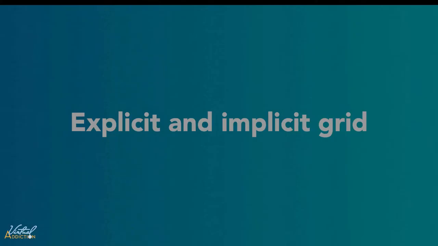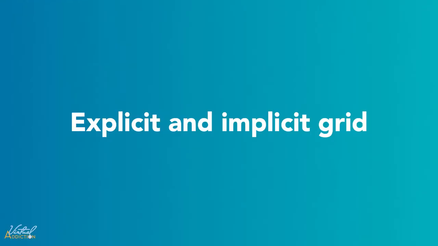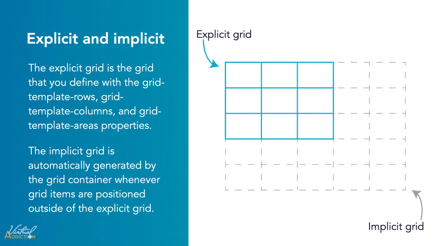CSS grid layout uses the concept of explicit and implicit grid. This is the key concept that you need to be aware of when you're creating a grid. Otherwise, you could end up with a bunch of rows and columns that you didn't expect. The explicit grid is the grid that you defined using grid-template-rows and grid-template-columns, as well as grid-template-areas properties. However, you still can have elements that don't fit into your explicitly defined grid.